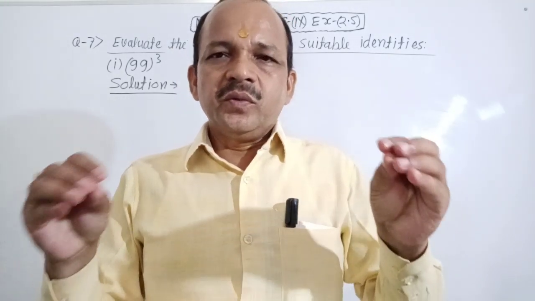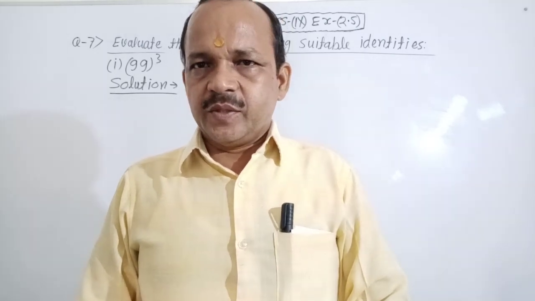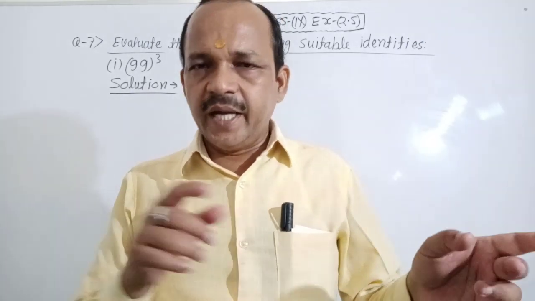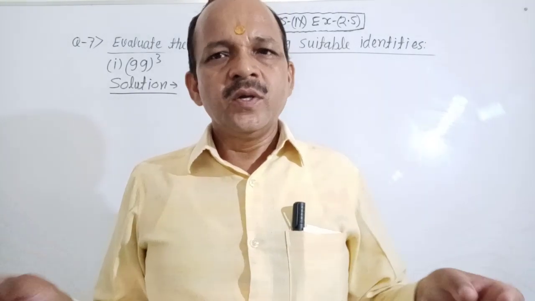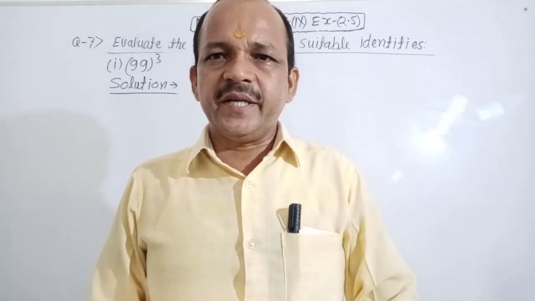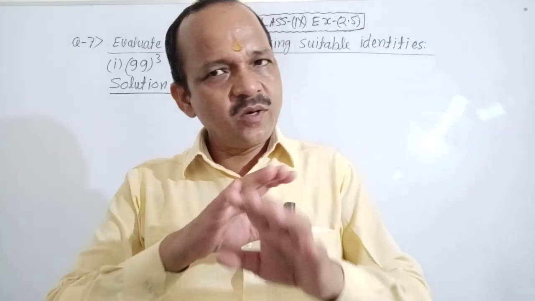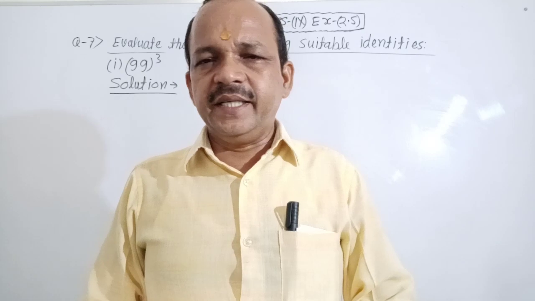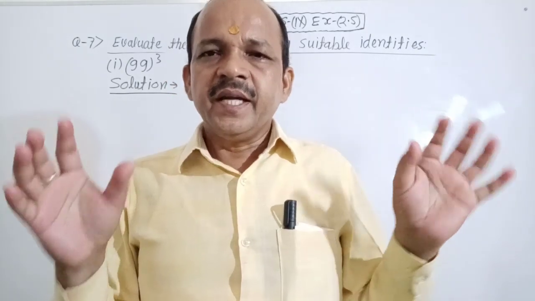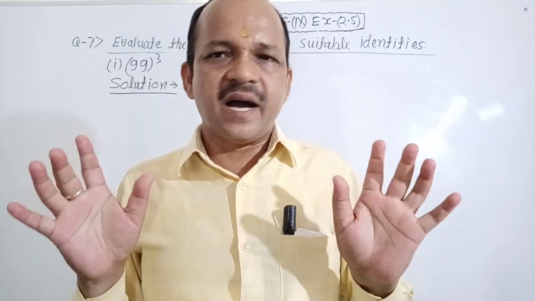Very good. Today I want to describe a suitable identity and its use. It means how you can evaluate the following question with the help of a suitable identity. The suitable identity is (a minus b) whole cube equals a cube minus b cube minus 3ab(a minus b). You can use this identity for the following question.